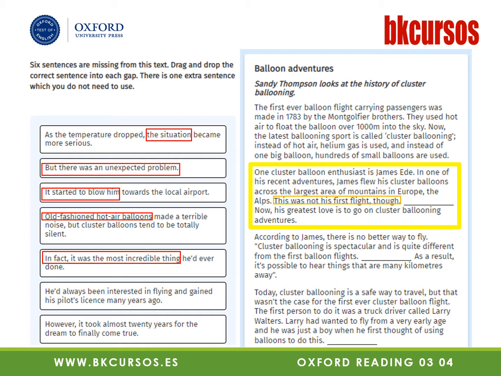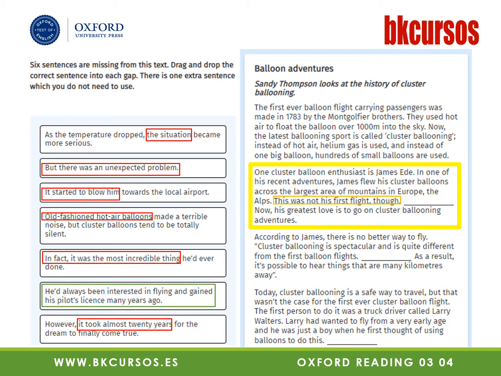Next one we have, in fact, it was the most incredible thing he had ever done. Well, there's no saying that in fact he did something super incredible, because it's not talking about a specific flight, so it doesn't make any sense either. Last one we have, however, it took almost 20 years for the dream to finally come true. There's no idea to contrast to be using however. So it doesn't make sense that it took almost 20 years. What did it take 20 years? That doesn't make sense to anything in this paragraph.